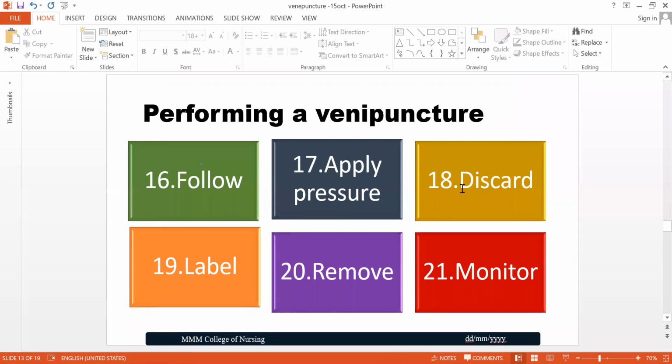Next thing is to discard. Once the blood collection has been completed, you are supposed to discard all the articles which were used. Apply pressure to the puncture site until the bleeding stops and the patient's arm is straight. After that, label it. Label the blood samples as required. Remove gloves and perform hand hygiene.